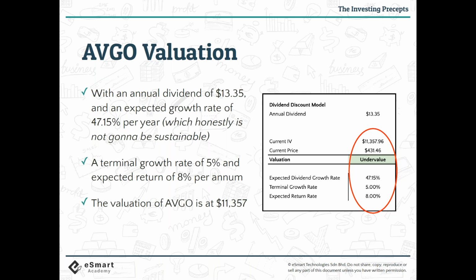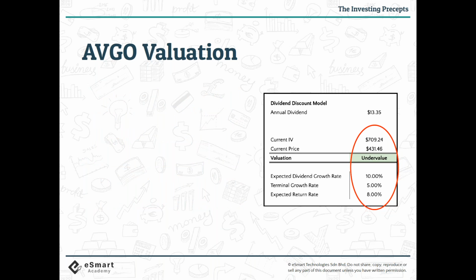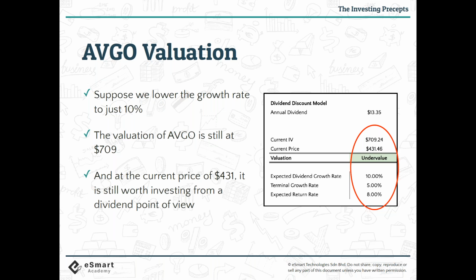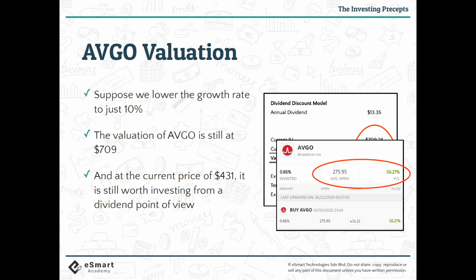So that's where, in the dividend discount model, you need to come in and make some adjustments to the metrics. It doesn't make sense at all for a company like this to be valued at 11,000. So I reduced the dividend growth rate to 10%, from over 40% in the past years, to see if it's still worth it. With a 10% growth rate, the valuation is still $700, and the price back then was $400, so it's still worth investing from a valuation point of view. I got in at about 275.